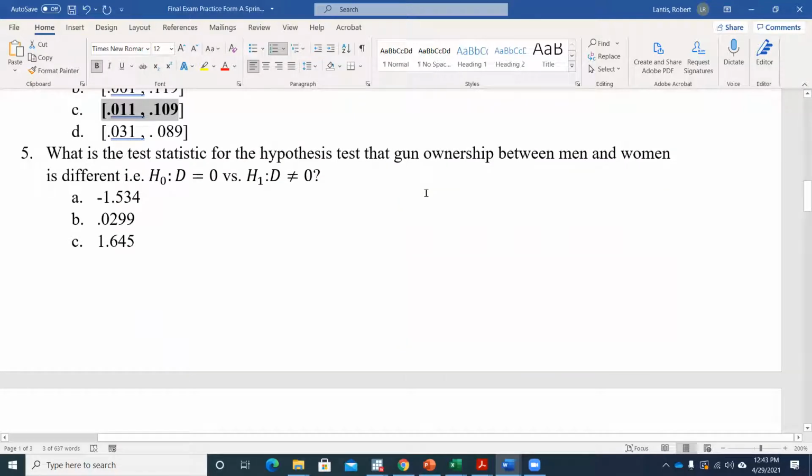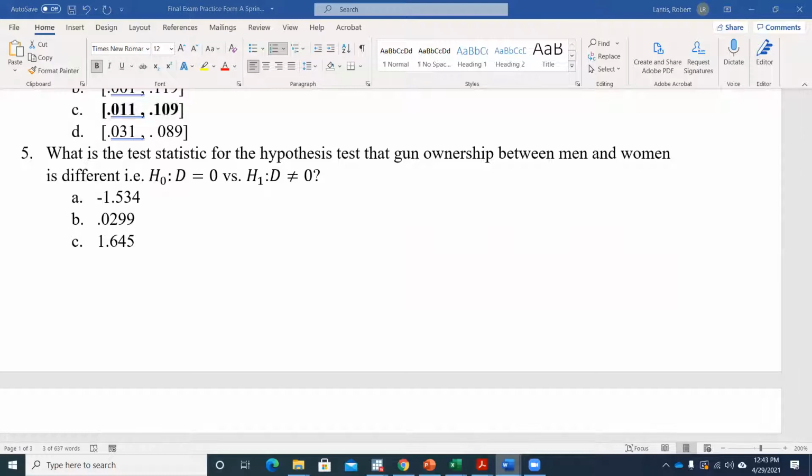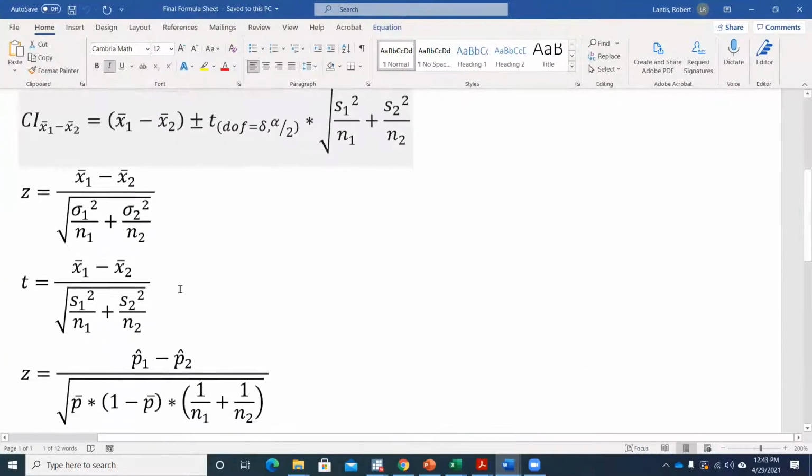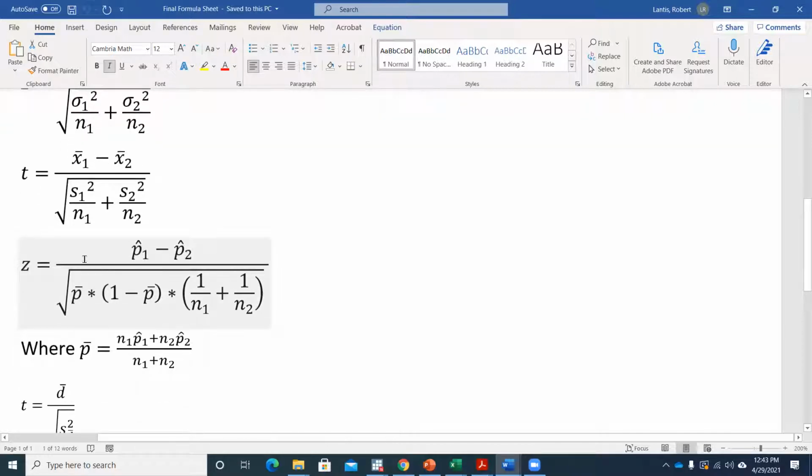So what if I wanted to find the test statistic for a hypothesis test here? Now, it doesn't matter what type of tail test I have. I always find the test statistic the same way. So we go to our formula sheet. The test statistics are really just a matter of getting our values plugged in correctly, right? So I'm looking for the difference in two sample proportions. So here's my test statistic equation.